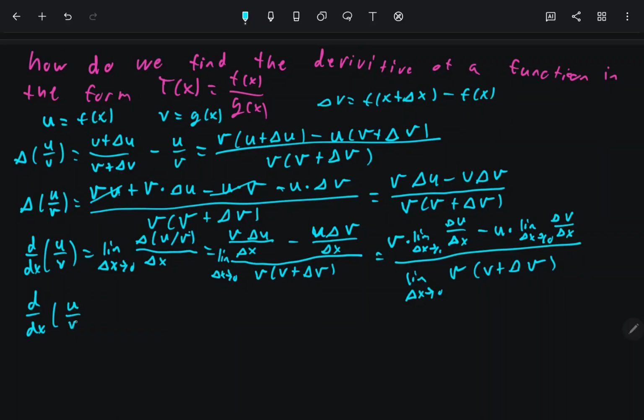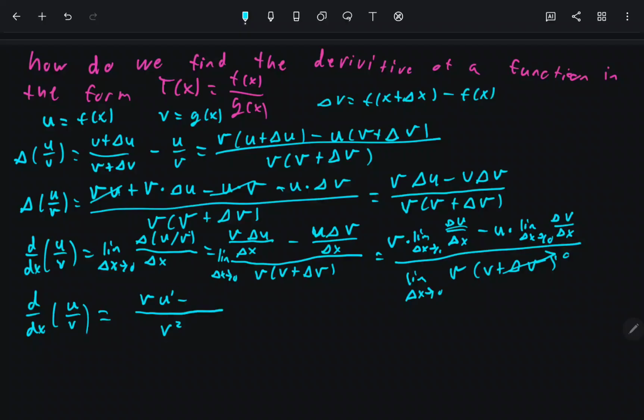So, as the change in x approaches 0, as stated up here, this is just going to become f of x minus f of x. So this part right over here is just going to 0. So we get a v squared in the denominator. Okay, interesting. What about the rest of this? So this v is going to stay the same no matter what. But as this limit changes, this is just the derivative of u. So this is a u prime.